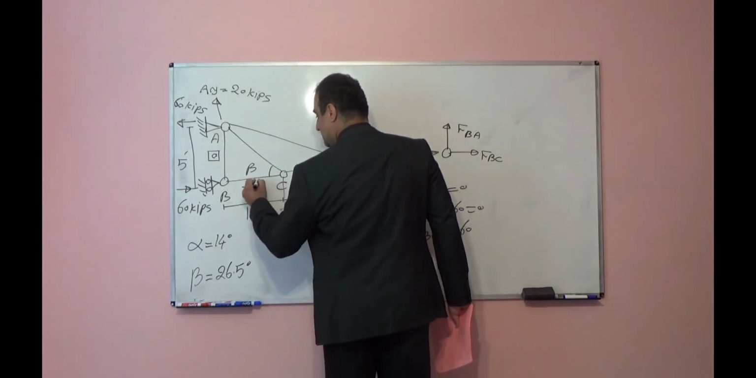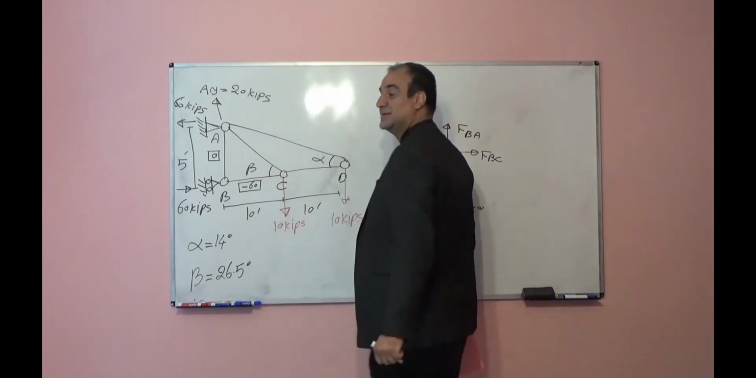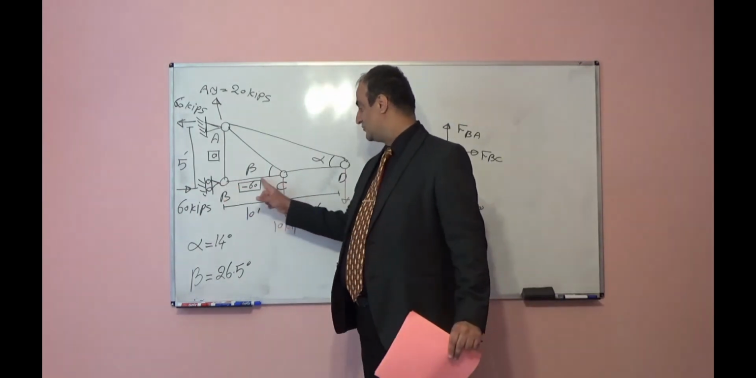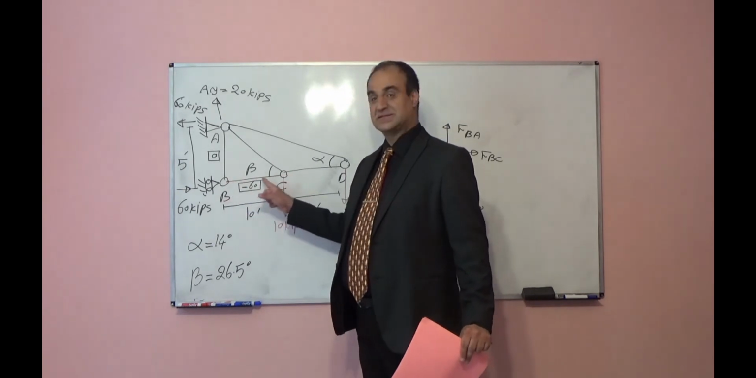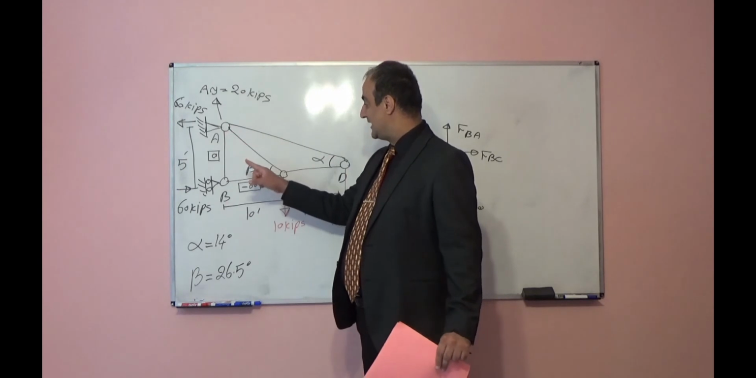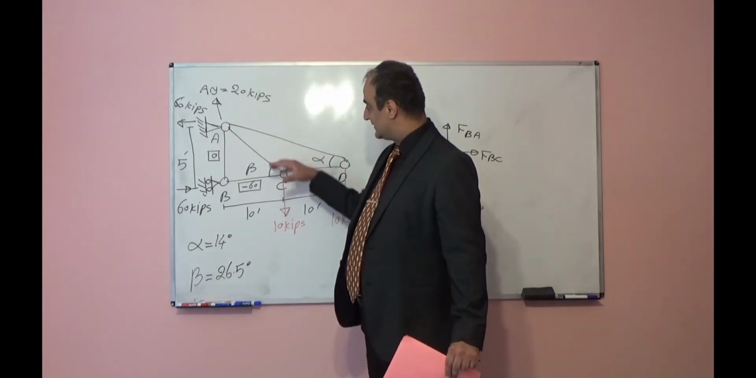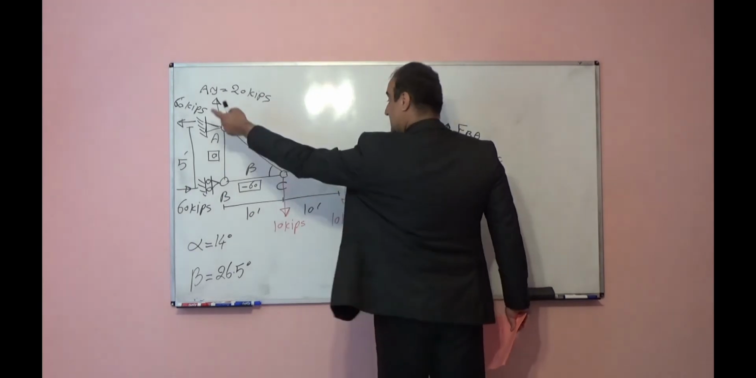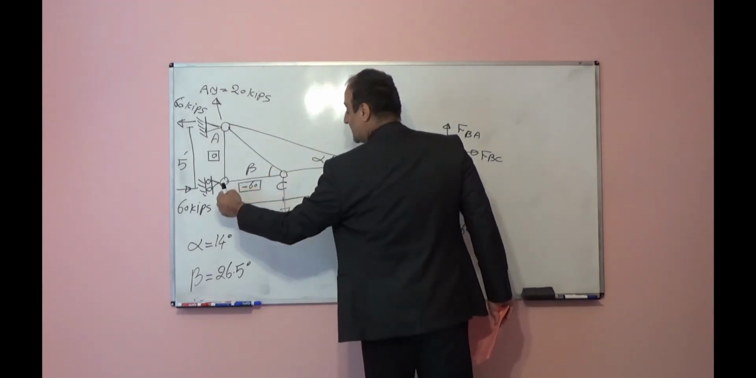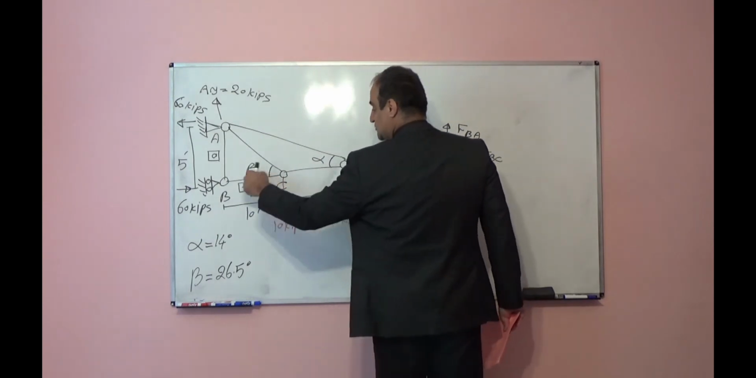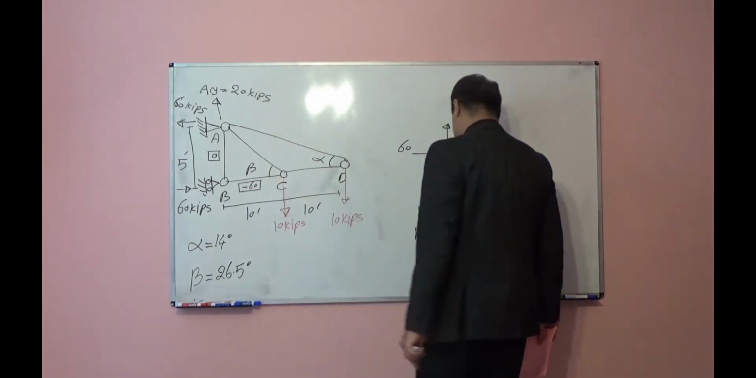Negative 60 means it is in compression, and you can understand that. If you remove member BC, this triangle will rotate with respect to A. You see these forces, they are downward. It will rotate clockwise. So the distance between B and C will decrease, so it is under compression.